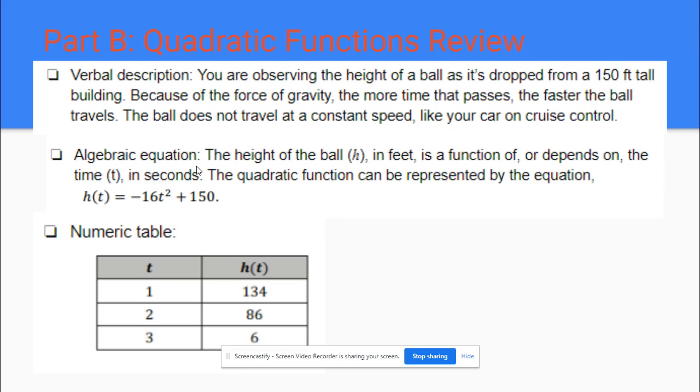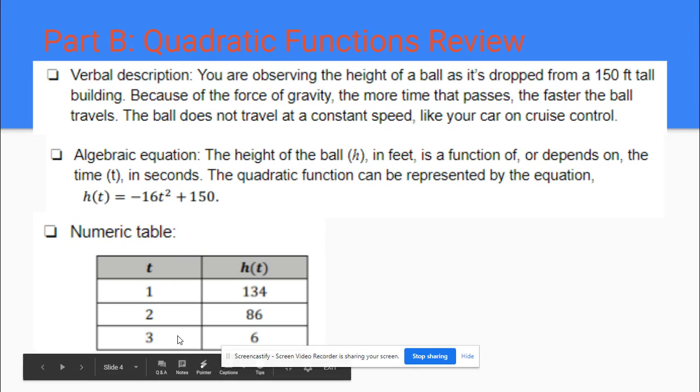As an algebraic equation, the height of the ball, h, in feet is a function of, or depends on, the time t in seconds. The quadratic function can be represented by the equation h of t equals negative 16t squared plus 150. We learned in class that anytime you see that exponent 2, the power of 2, we know that's going to be a quadratic equation.